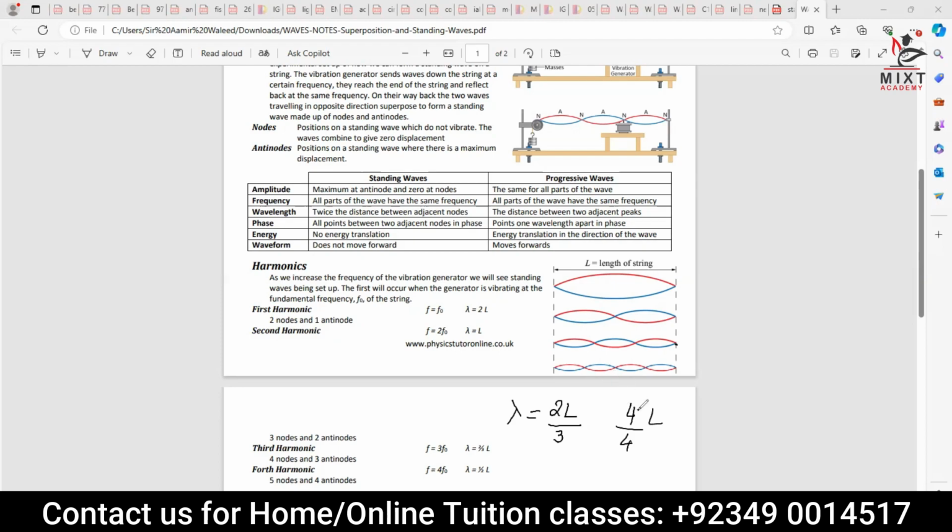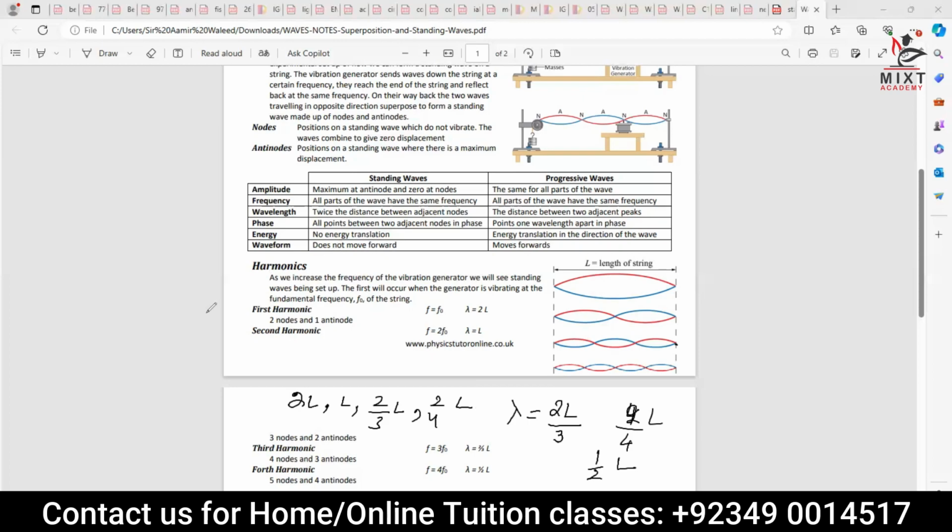Oh, yes, it's 2L upon... So it will be 1 by 2 L. Now check out what actually is happening. First one is 2L, then you have L, then you have 2 by 3L, then you have 2 by 4L. What exactly is happening? I mean, how are things actually going?